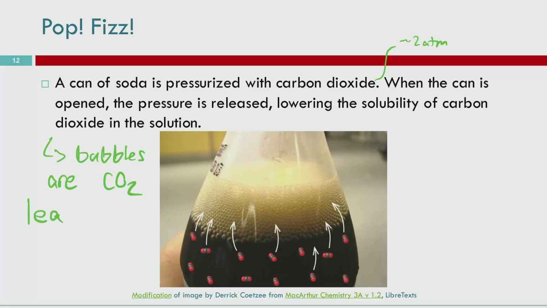So the bubbles are CO2 leaving the soda, which is supersaturated with respect to CO2.